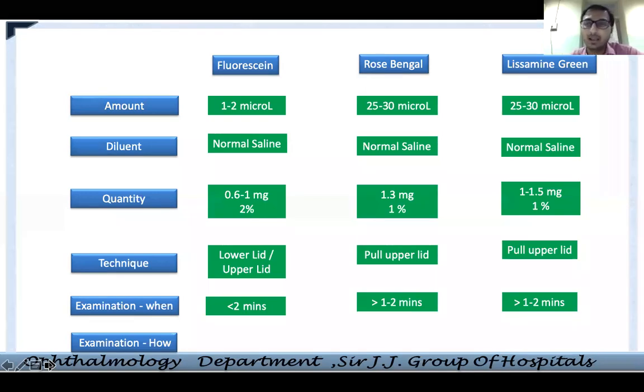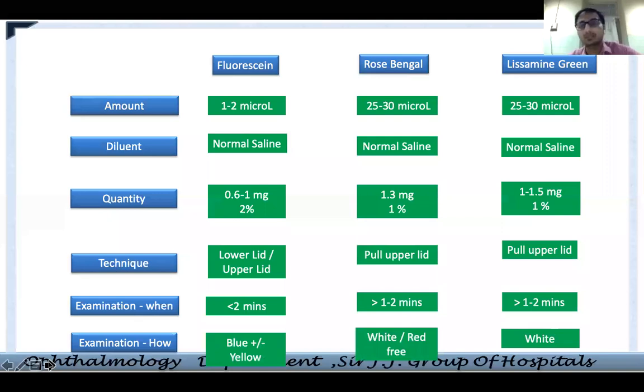Rose Bengal and Lissamine green give you a bit more time, because the staining properties of Rose Bengal and Lissamine green are completely different from fluorescein. They stain basically the dead cells, or the mucin, or the devitalized cells in simple words, and they stain the nucleus. So they stay on the surface for a much longer time than fluorescein. So they can ideally be examined after 1 to 2 minutes of the staining.